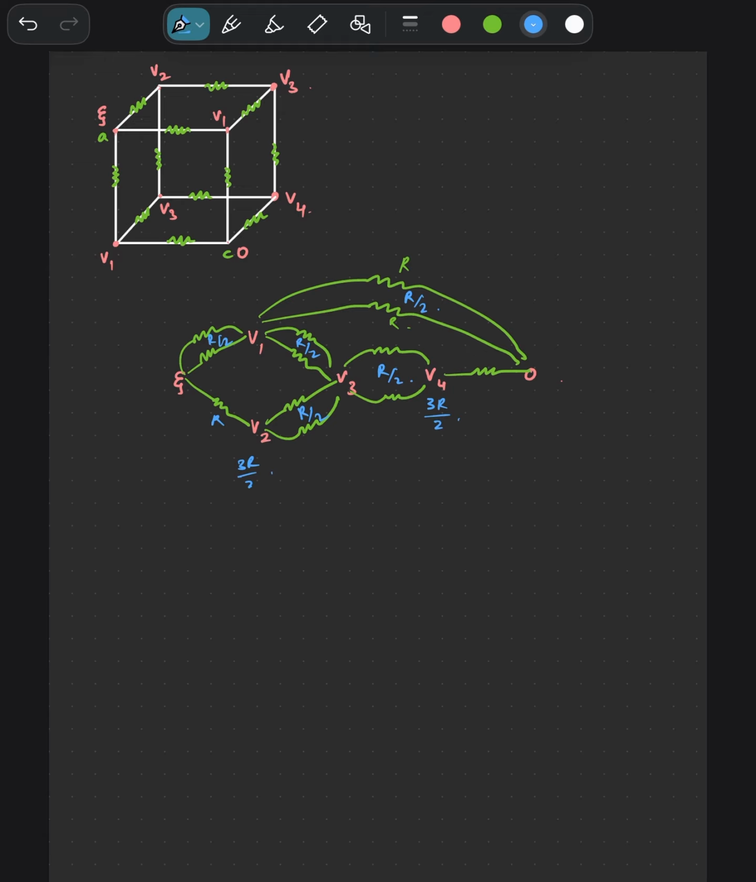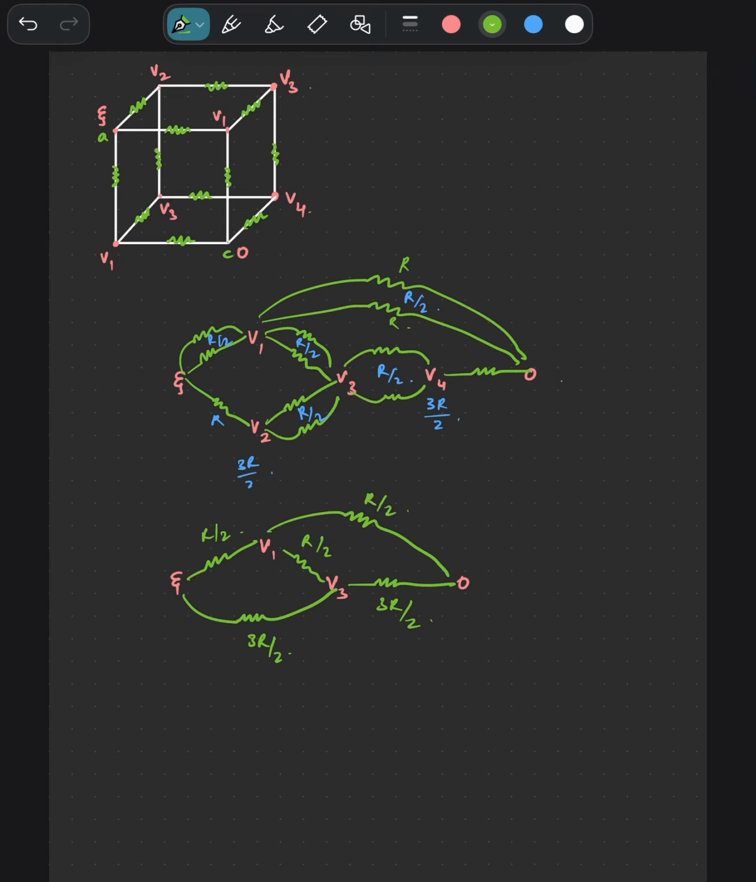So drawing that circuit diagram once again, I'll have E, V1, V3, and 0. Between E and V1, the effective resistance was R by 2. Between V1 and V3, the effective resistance was R by 2. Between E and V3 itself, now we have an effective resistance of 3R by 2. Between V3 to 0, we have an effective resistance of 3R by 2. And between V1 and 0, we have an effective resistance of R by 2, right?